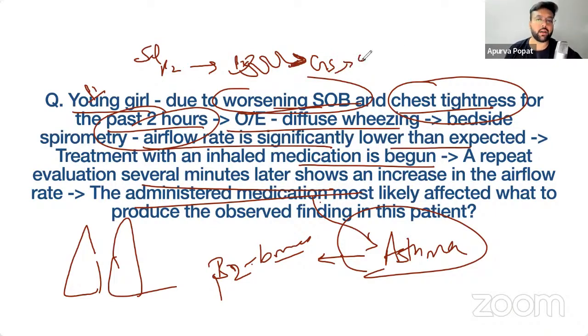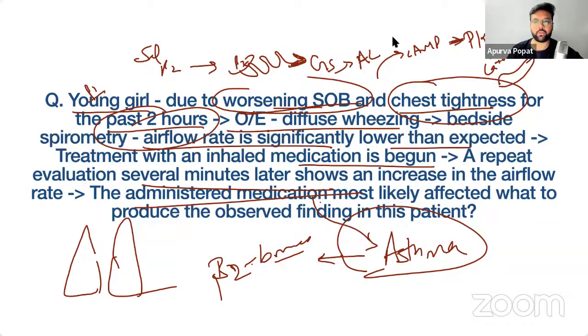First of all, it will activate adenyl cyclase. It will increase cyclic AMP, and cyclic AMP will activate what? Protein kinase A. Protein kinase A will do phosphorylations in such a way that there will be bronchial smooth muscle relaxation.